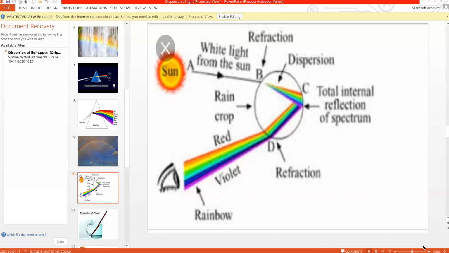For example, if the density is more, the refraction is more. If the density is less, the refraction is less. So when the refraction is less, the twinkling will be less. If the refraction is more, the twinkling will be more. Because this change causes the apparent position of the images of the stars to change continuously with time, the stars appear to twinkle. Okay, so the concept is very clear.